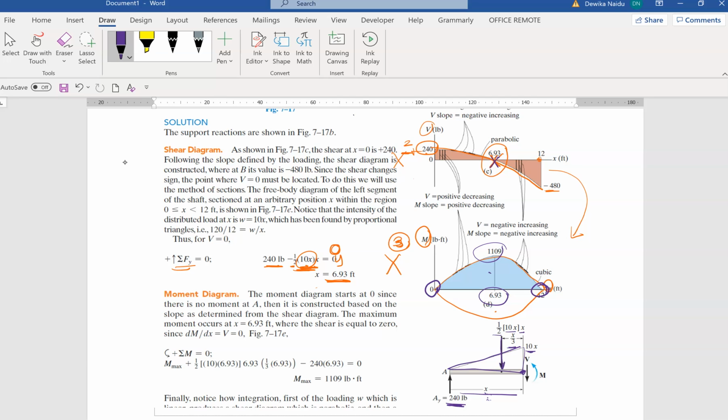Let me just guide you here with the equation. It will be M plus half times base times height, half times 10x times x, that will be the triangle with a distance of x over 3. And then minus, because this is going clockwise, right? Going this side, because the moment is here. We have 240 multiplied by x. So this is the equation. This working is actually to find the highest maximum value.